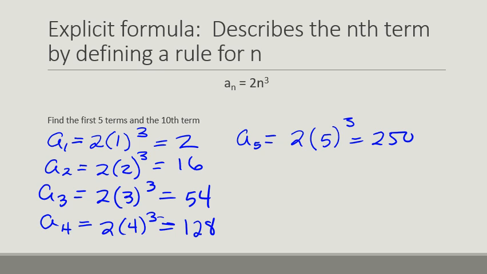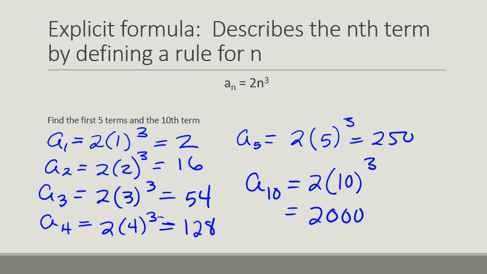And then I can jump to whatever term I want. So if I'm asked to find the 10th term, we say a sub 10 is equal to 2 times 10 cubed. 10 cubed is 1,000, so that would be 2,000. So we can jump to whatever term we want right away with this.